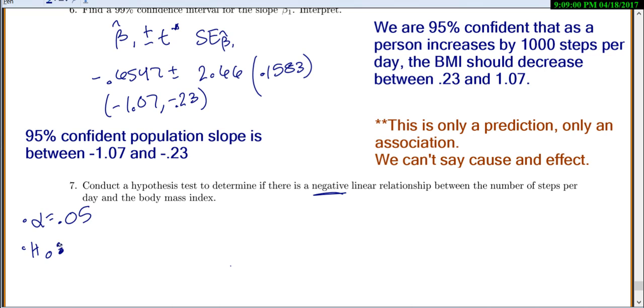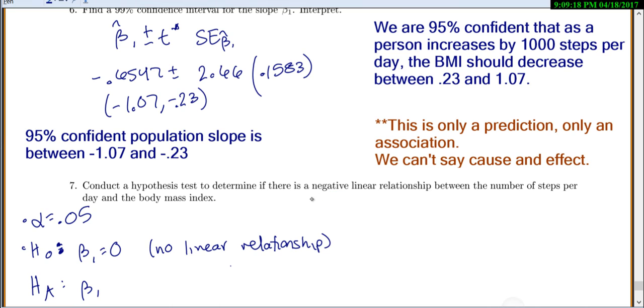But our hypotheses, the null hypothesis will be that your slope is equal to 0, meaning no linear relationship. The alternative hypothesis is that our slope, now notice they want to see if it's a negative linear relationship. So that means we want to know if we have a negative slope. So we're going to do less than 0.